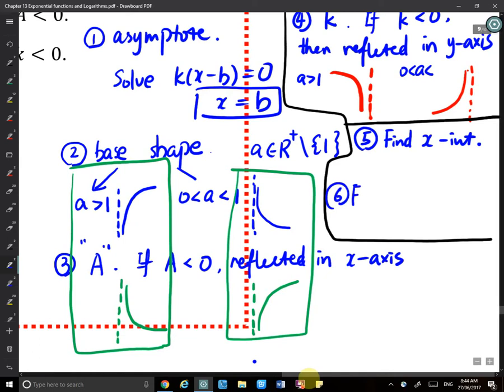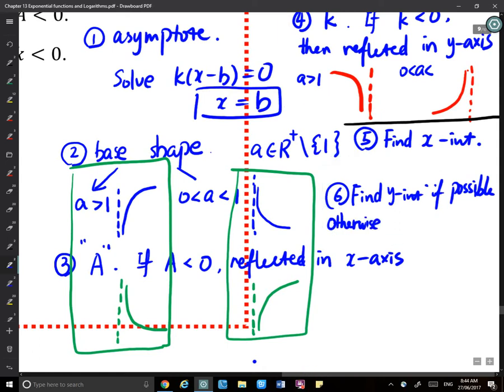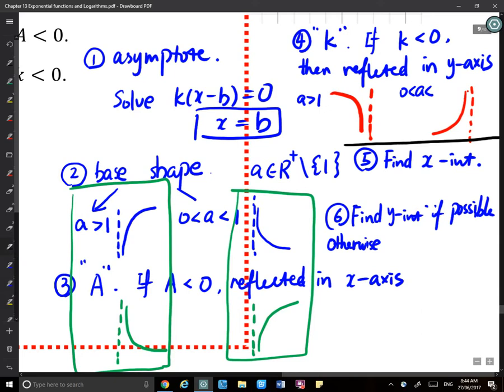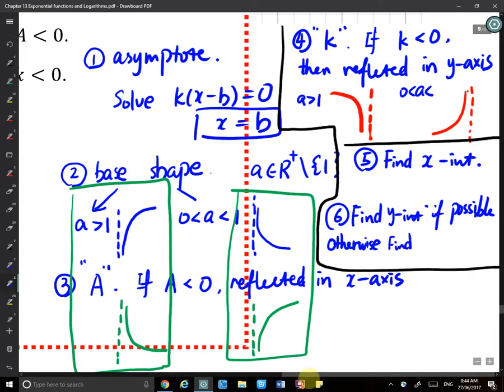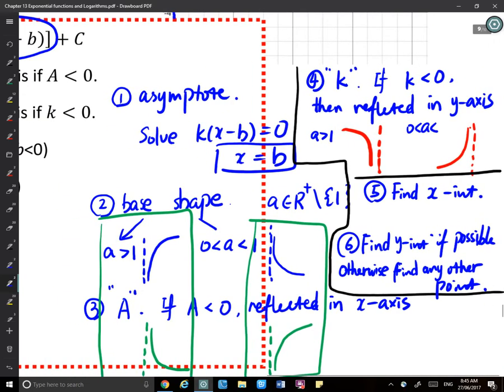Number 6, find the y-intercept if possible. Otherwise, find any other point, because you need 2 points on the graph. So if you can find the x-intercept, and you can find the y-intercept, that would be good. Otherwise, you'll find any other point.